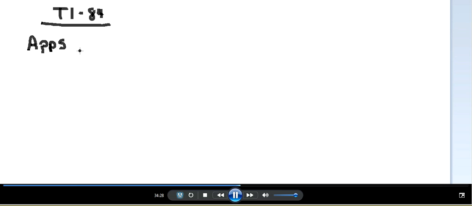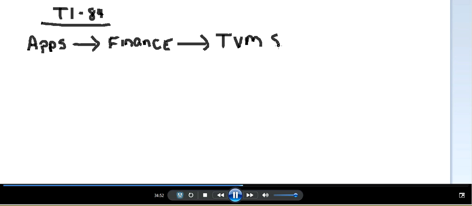Push on the apps key and then you'll see number 1 is the finance key. I'll write the word out here, finance. And then hit number 1 or enter because you're going into the finance key, and then you're going to find the TVM solver. TVM, time value of money, solver. Okay, that's number 1 as well. Hit that, and then here's our featured screen.